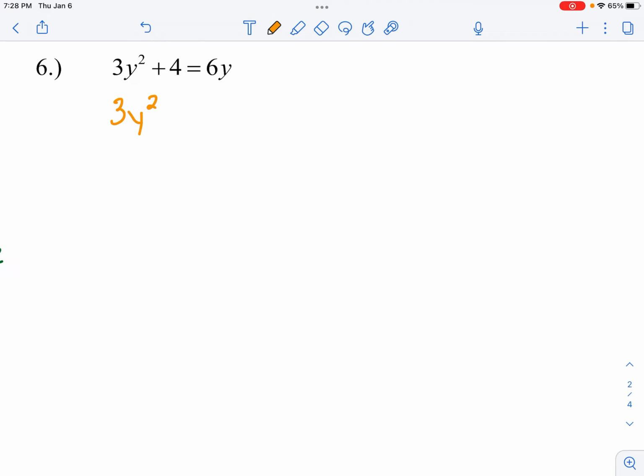All right, so I'm going to have 3y squared minus 6y plus 4 is equal to 0. Now, the trick to figure out if this factors or not is to start with a times c, so 3 times 4 is 12. And ask yourself, are there any factors of 12 that add up to 6? So I've got a 1 and a 12, a 2 and a 6, a 3 and a 4. But none of those can add up to negative 6. So guess what? We've got another prime polynomial.